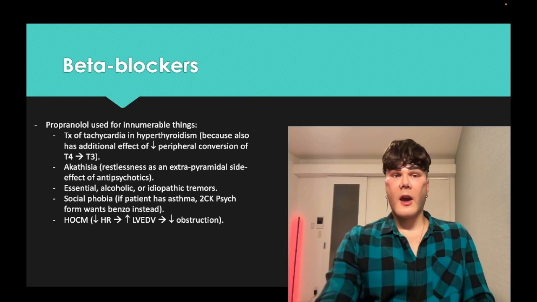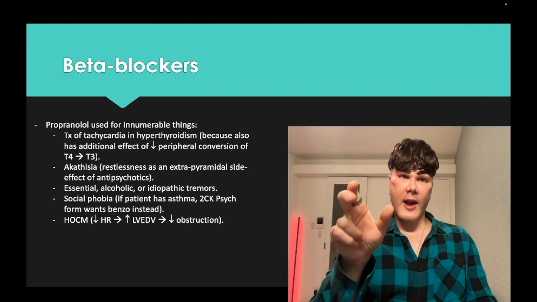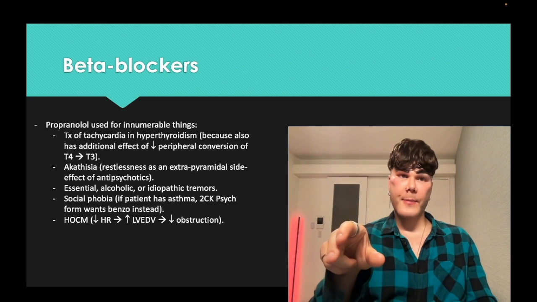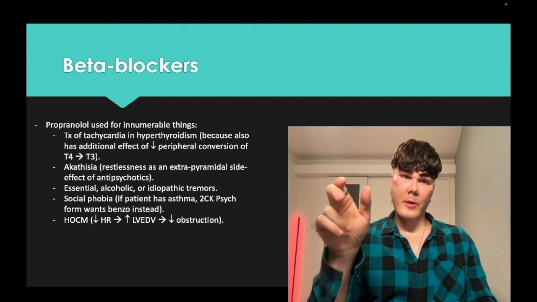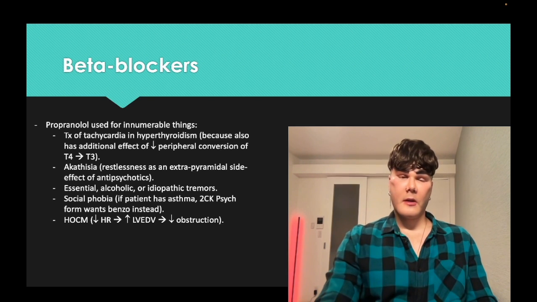However, there's a 2CK form where they give you a patient who has asthma, and the answer is benzo over propranolol. It's a 2-set question where they ask the same question back to back. One guy doesn't have asthma, it's propranolol. The second guy has asthma. Both questions are stage fright, social phobia. The guy with the asthma gets the benzo. So it's the same question they ask, just different answers.